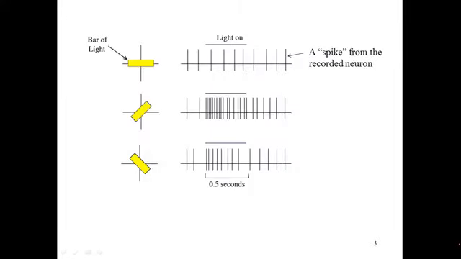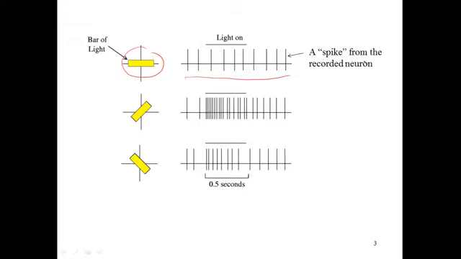Okay, so what did we see in the previous slide? We saw that when the bar of light was horizontal, there was not much of a response from the cells. So this is a way of representing there being not much of a response. Each of these vertical lines is a spike. So you were hearing the crackling noise that corresponded to one little pop for each of these vertical lines, and that's the spike from the recorded neuron.